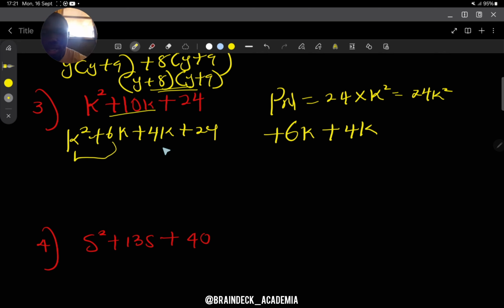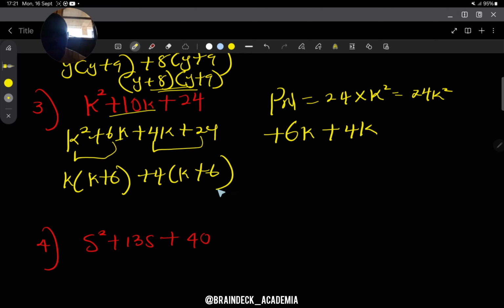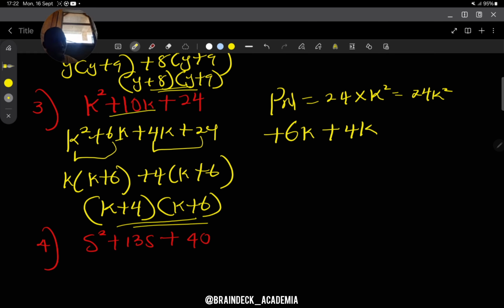Then I'll factorize. What is common here? K, leaving k plus 6. What is common here? 4, leaving 4 bracket k plus 6. Now you can see they are both similar. Pick the one outside first: k plus 4, bracket k plus 6, and that is your answer.